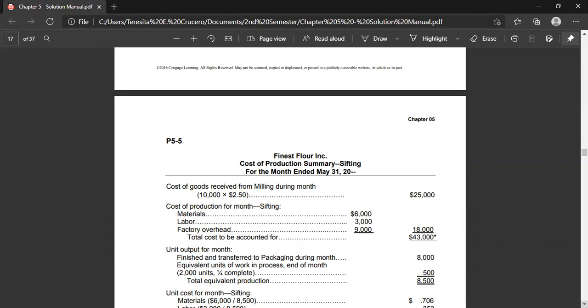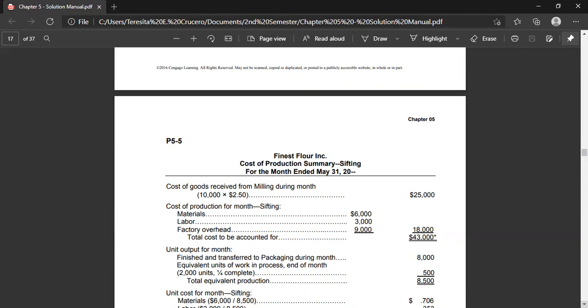So we have now the cost of goods sold received from mixing during the month computed as we have the cost of production includes material cost, labor, and factory overhead. However, for the units received from milling, you have 10,000. So the carrying unit cost is 2 pesos and 50 centavos.